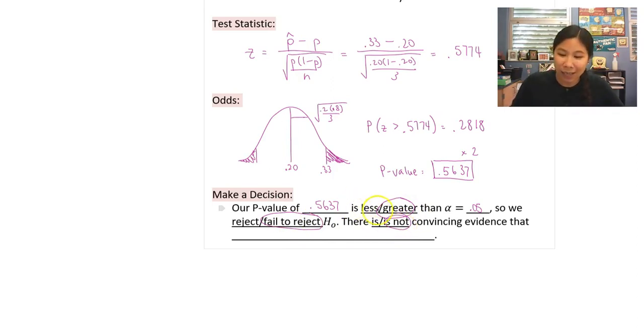So if you choose less than, meaning you had a low p-value, then you're going to reject, and there is convincing evidence. So that's how we always choose it. I try to make it as easy for you to remember as possible. Okay, and this last part, fill in the blank, we are trying to figure out if we have convincing evidence that, and we just want to restate the question.